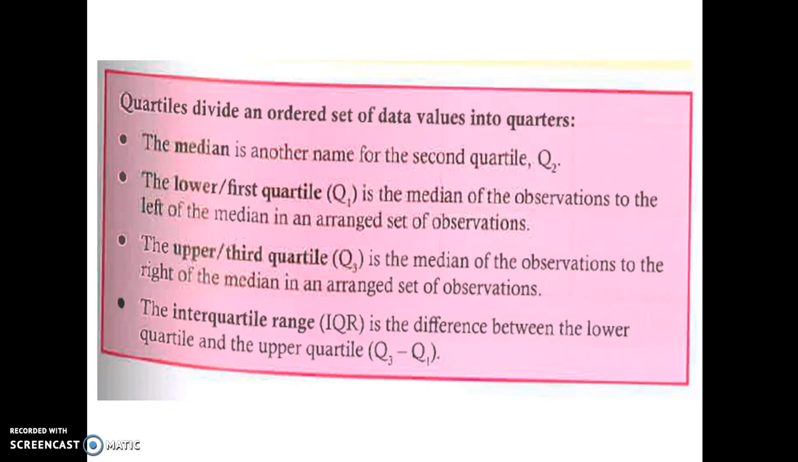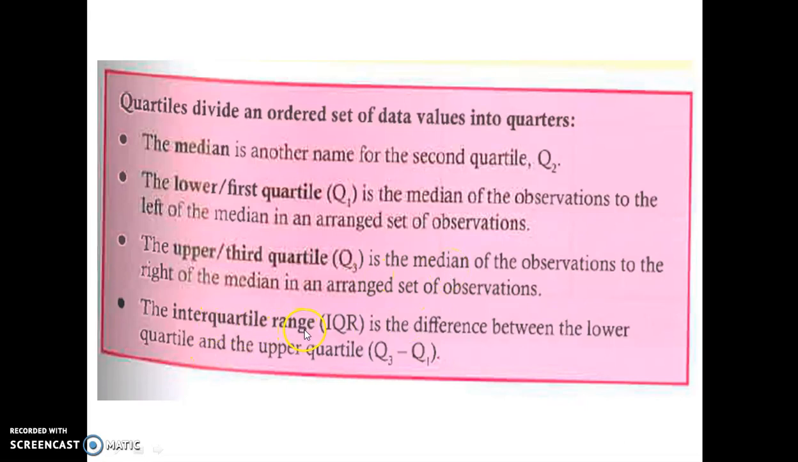First of all, let's add notes to your notes page. You'll notice some blanks. So first of all, quartiles divide an ordered set of data values into quarters. The median is another name for the second quartile, Q2. So in other words, the median divides the data in half, right? So that's called Q2. The lower or first quartile, Q1, is the median of those observations to the left of the median in an arranged set of observations. What this basically means is it's the median of the first half of the data. And the upper or third quartile, called Q3, is the median of the upper half of the data.